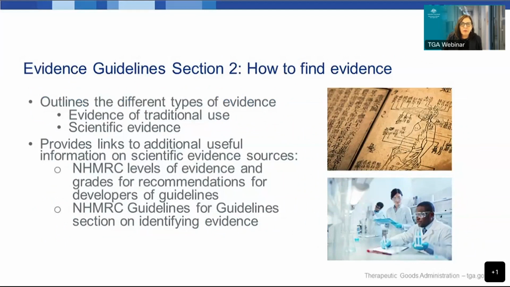Section 2 of the Evidence Guidelines provides guidance on how to conduct and document a literature search. It outlines the different types of evidence, such as evidence of traditional use and scientific evidence. Evidence of traditional use is based on an extensive history of use in a specific paradigm. This history underpins the safe use of these medicines in a traditional setting. The use of many traditional medicines is well documented in pharmacopoeia, monographs, materia medica, etc. Scientific evidence refers to the quantifiable data and usually includes reports on clinical trials in humans, animal studies, or pharmacological studies. The guidance also provides links to NHMRC guidelines that can be an additional information source.